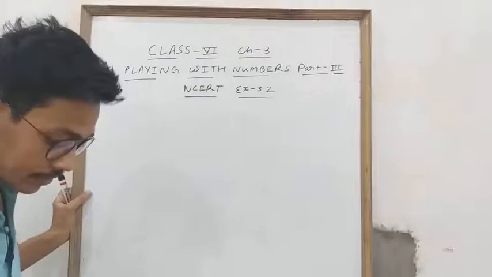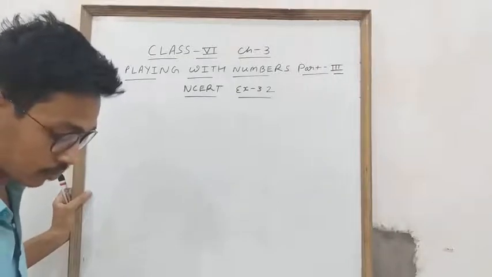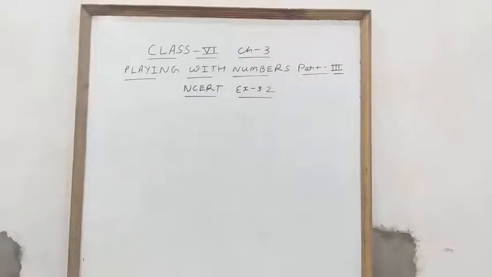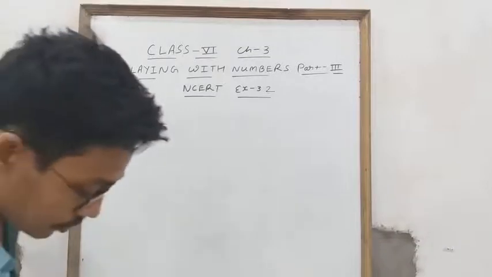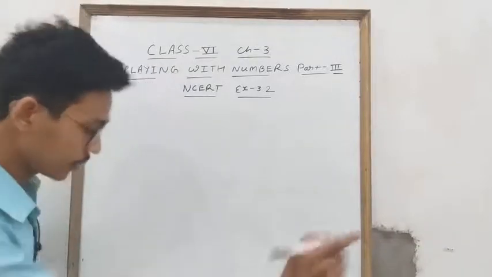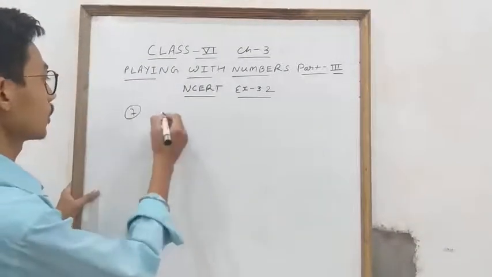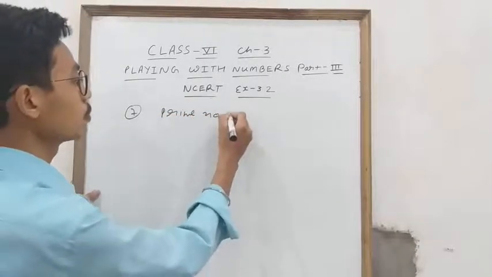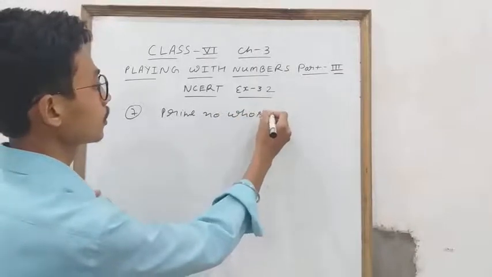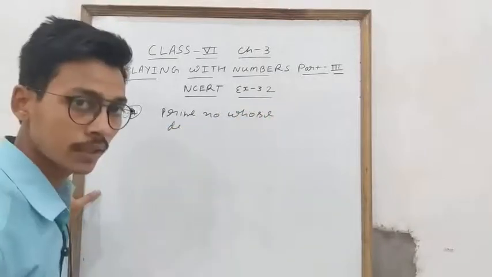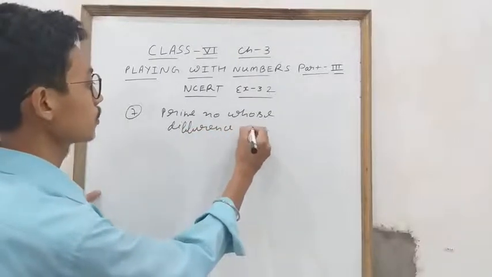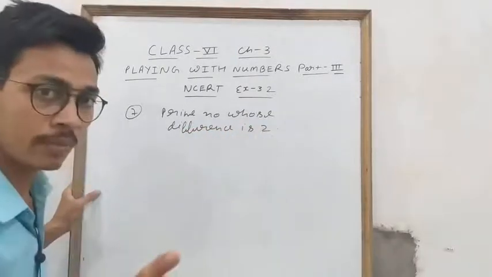Question 7: give 3 pairs of prime numbers whose difference is 2. Clear student? So try to solve this question. So next question is given, student. Give 3 pairs of prime numbers whose difference is 2. The numbers should be prime, the difference should be 2.